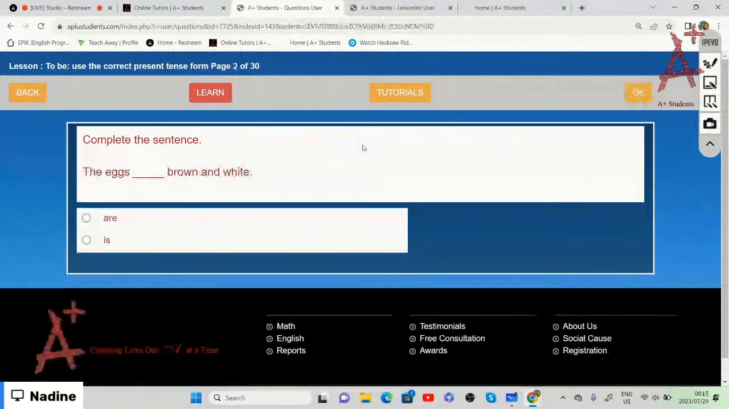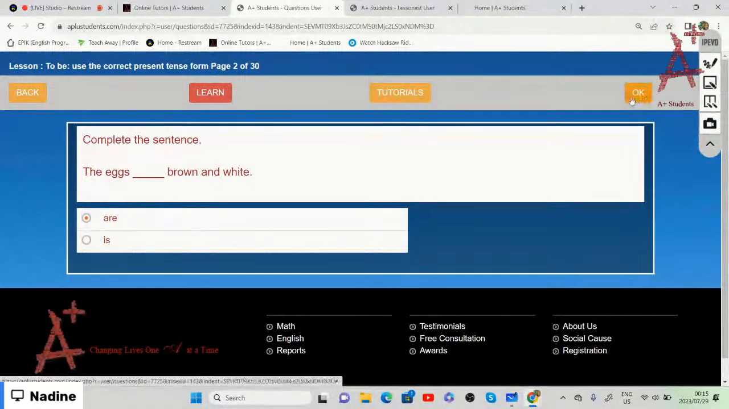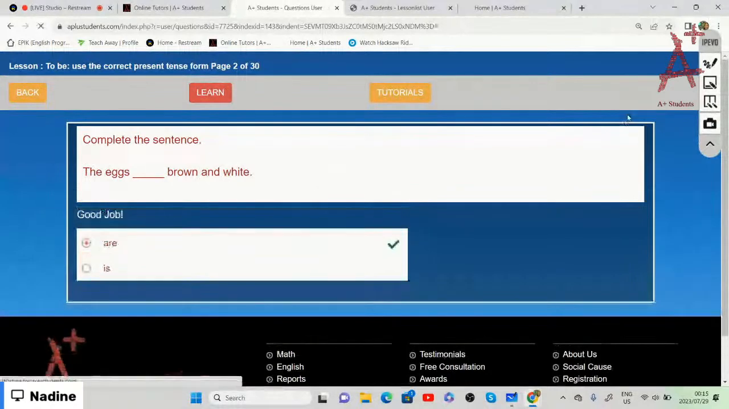All right, so we're going to choose the word are. And the reason why we chose are is because of the eggs, right? Because eggs means that there is more than one egg. So it refers to more than one egg, not just one egg. If they said the egg, referring only to one egg, then it would have been is. But in this case, it is the eggs, which refers to more than one thing, right? We use are. Yes.